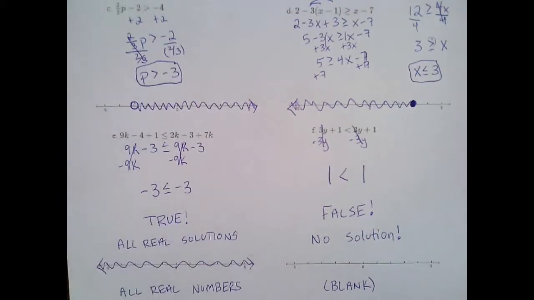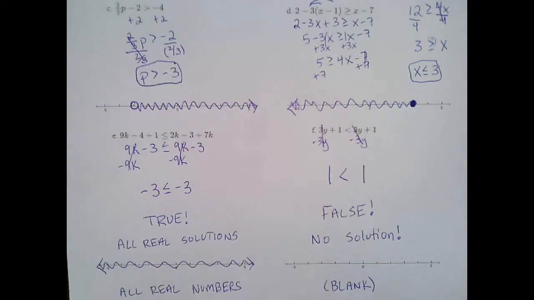So in this case, if you have a true statement with no variables left, that's all real solutions, the entire number line, every x value that you can think of. Or in the case you have something that doesn't make sense, that's false, that means there's no solution, the number line is blank, and there are no values of x that are going to make the statement true. Or in this case, no values of k.